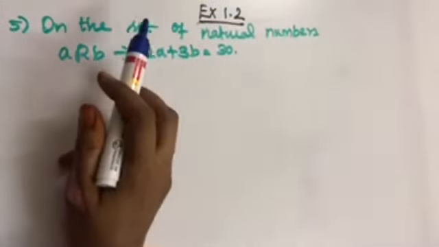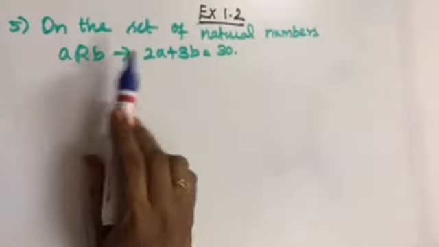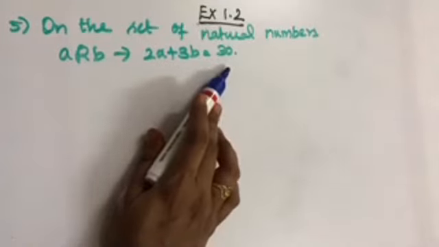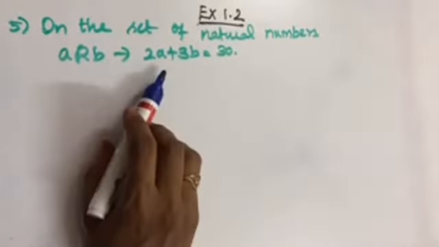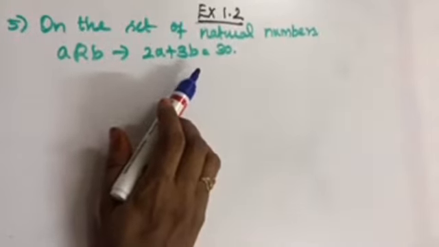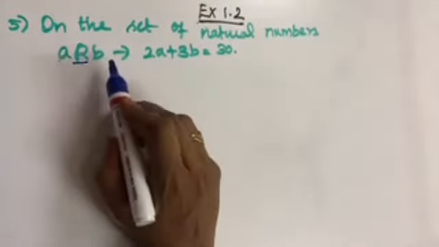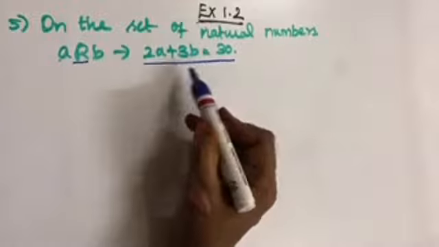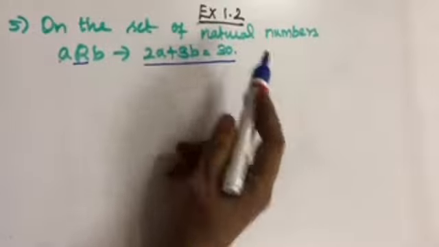On the set of natural numbers, let R be the relation defined by A is related to B if 2A plus 3B is equal to 30. Write down the relation by listing all the pairs. Check whether it is reflexive, symmetric or transitive, equivalence. Okay, all the four conditions we have to verify with this relation. First we have to list out the pairs that can satisfy this equation, on the set of natural numbers.